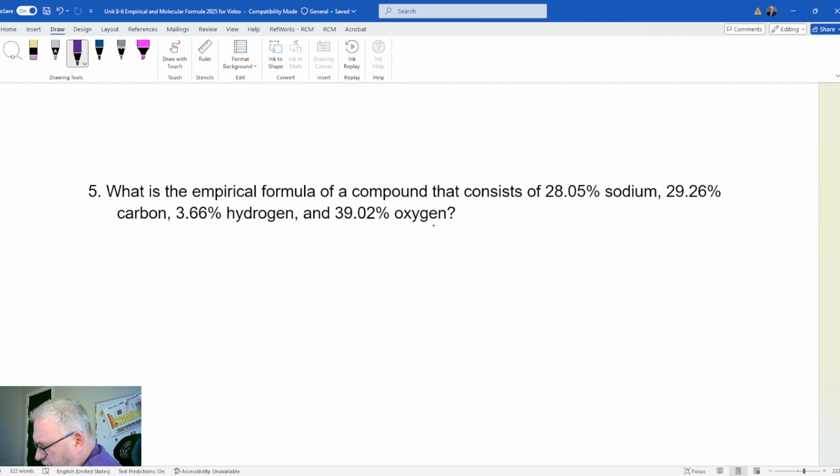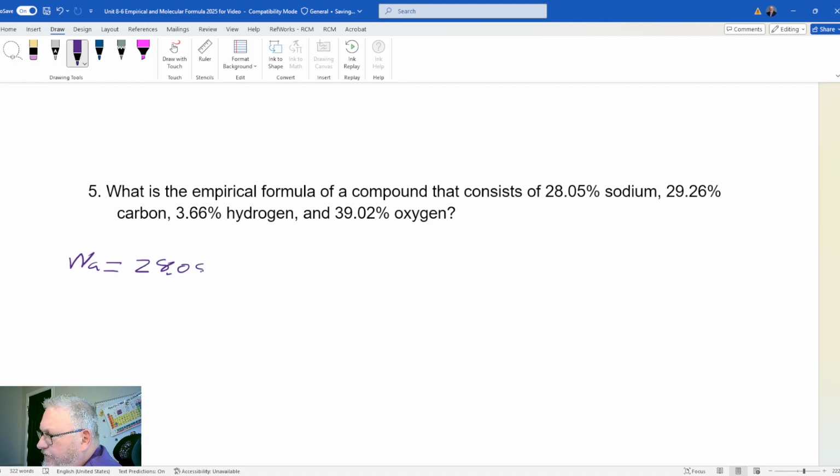Okay, I'm going to double check and make sure that all of these add up to 100. 28.05 plus 29.26 plus 3.66 plus 39.02, and they do, 99.9. Close enough for government work. So we can assume that all of these are now grams, for a compound that weighs 100 grams.